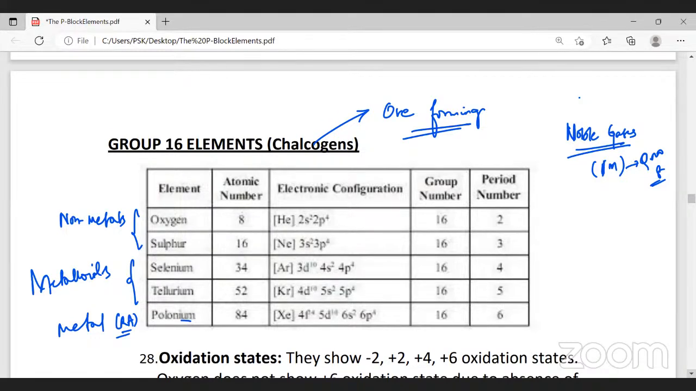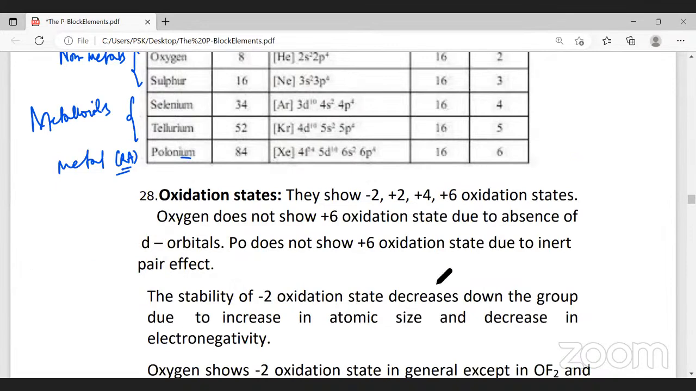Now properties. Now oxidation states. These elements show various oxidation states from -2 to +6. It shows -2 oxidation state, +2 oxidation state, +4 and +6 oxidation state. Can you hear me? Yes, sir. So -2, +2, +4, and +6 oxidation states. We will take some examples of elements showing these oxidation states in the later stages.